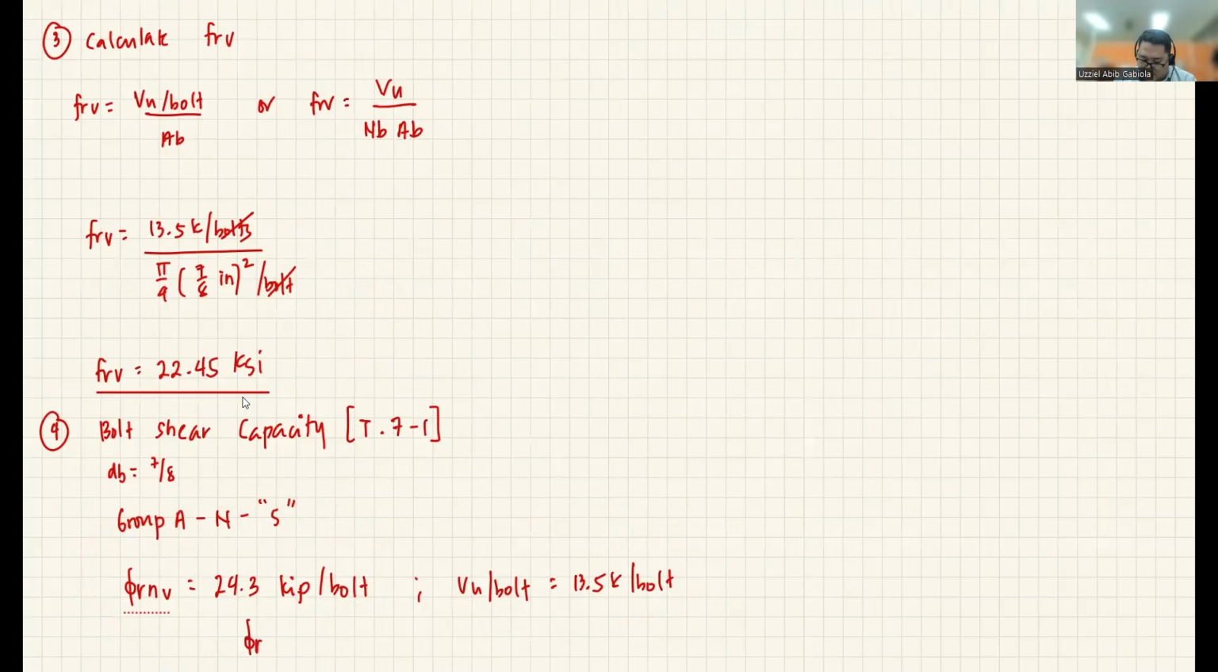Kaya ng bolt. So, since VRNB is greater than sa VU natin per bolt, therefore, okay tayo sa shear. Okay? Ibig sabihin, kayang-kayang kargahin ni bolt yung shear load na applied dun sa bracket natin, o dun sa naka-attach sa column natin. Okay? Next, calculate natin yung bolt tensile capacity natin.